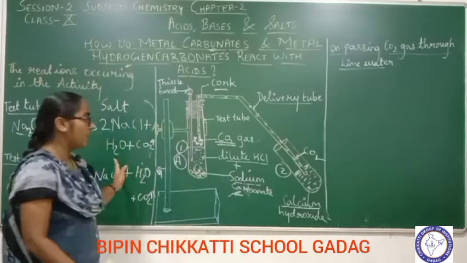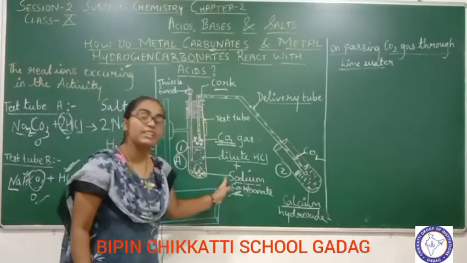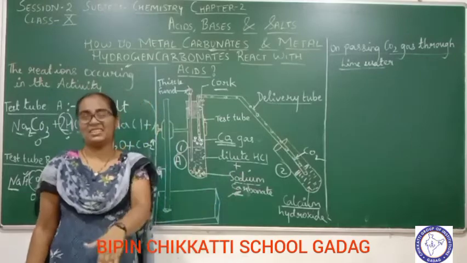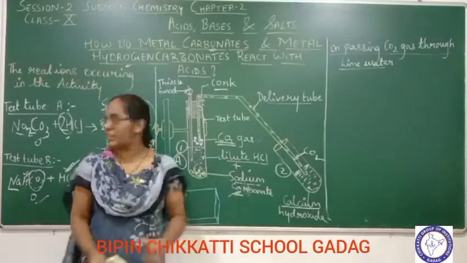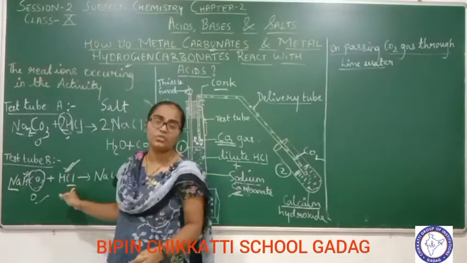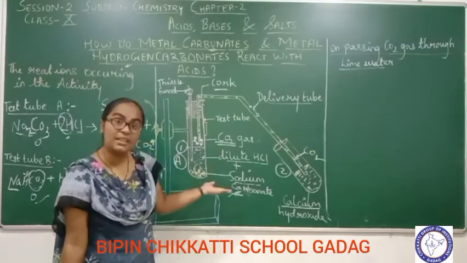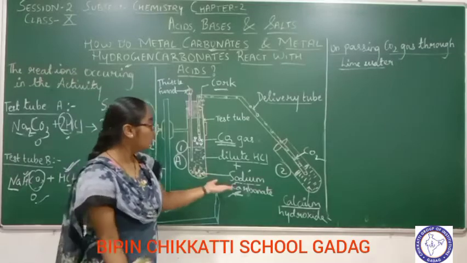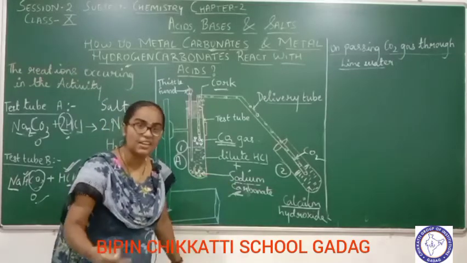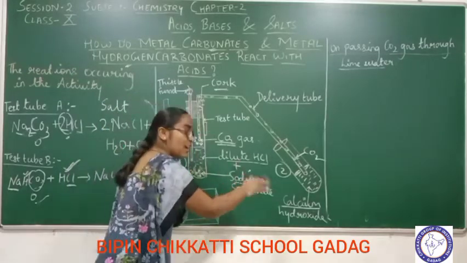In test tube B, instead of adding sodium carbonate, I'll add sodium hydrogen carbonate. And the same reagent, dilute hydrochloric acid, is there. Here also dilute hydrochloric acid is there. So dilute hydrochloric acid remains the same. Understanding my point? So sodium carbonate is changed to sodium hydrogen carbonate.